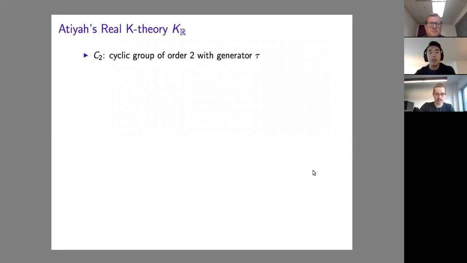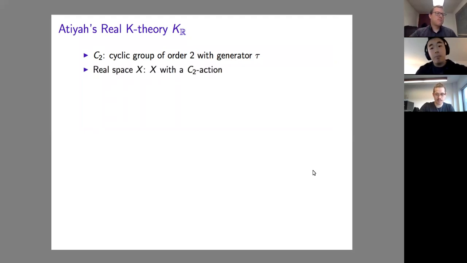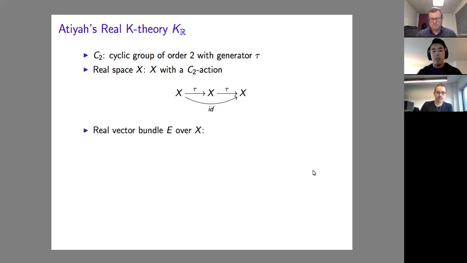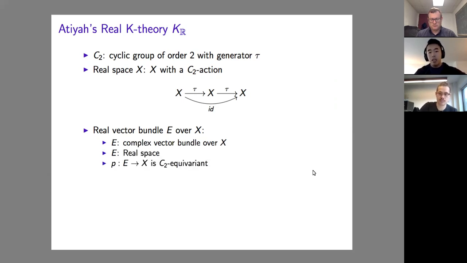So to start, I want to start with Atiyah's real K-theory, KR. I want C2 to be a cyclic group of order 2 with generator tau. Then by real space X, I just mean a space X equipped with a C2 action, which means there's a tau action on X, and if I act on X twice, then I get an identity map. Now, once I have a real space X, a real vector bundle E over X is equipped with the following data. E itself will be a complex vector bundle over X, and E itself is a real space, and the projection map p from E to X has to be C2 equivariant.